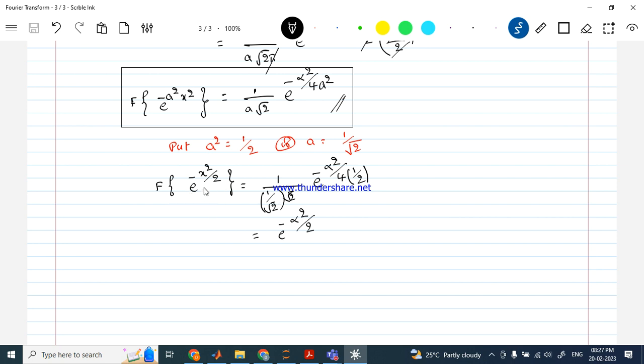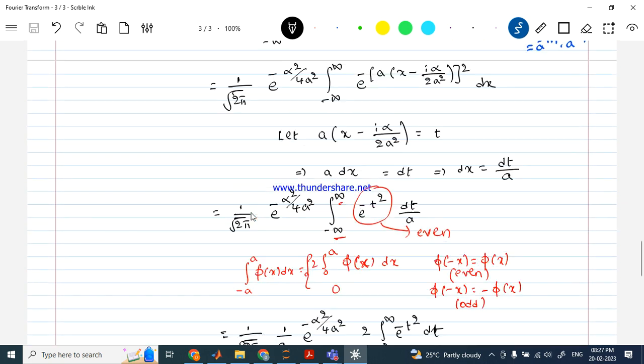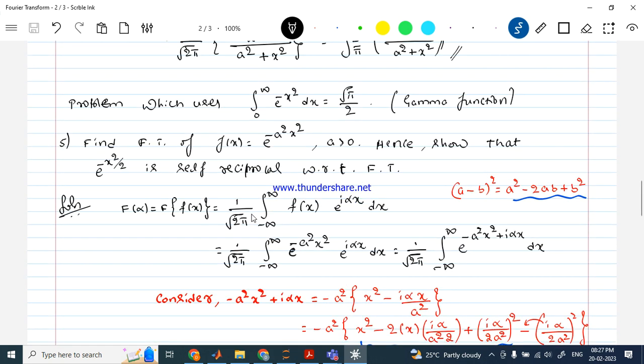If you find the Fourier transformation of this one, it's e power minus alpha square by 2. If you find the inverse Fourier of this one, it will give us e power minus x square by 2. There is no change in the function. Transformation is actually not altering the function. So if that is the case, we say that function is self-reciprocal with respect to the transformation. That's all. It's one of the important questions.